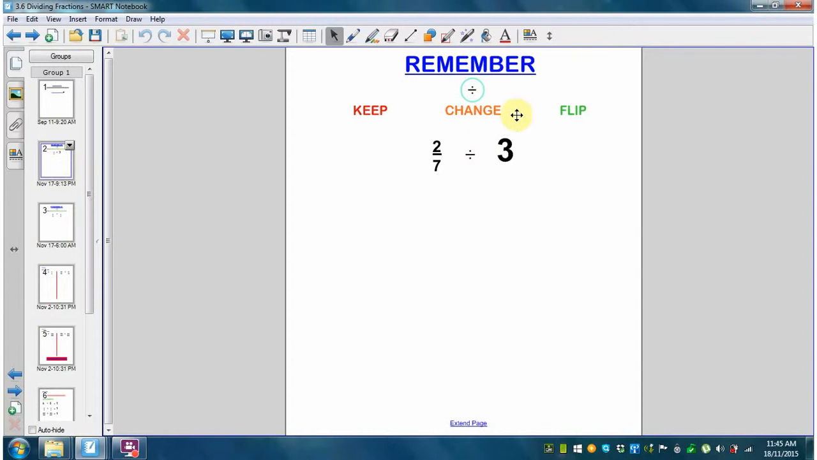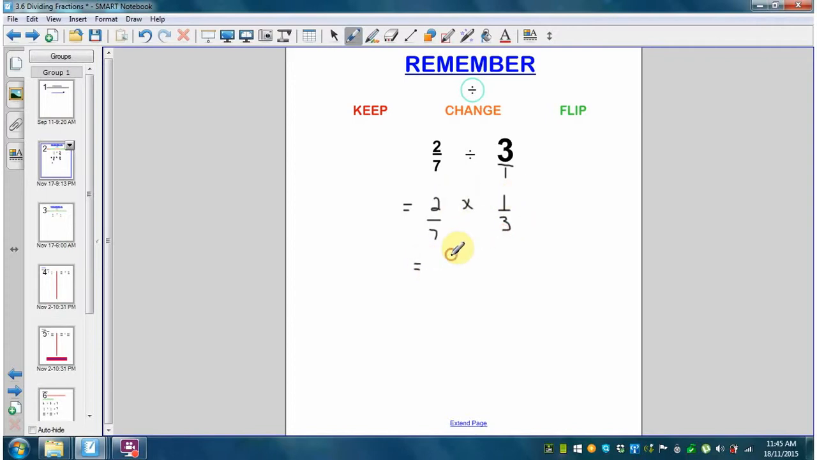Okay, quick little review, a reminder. So remember, when we're dividing, remember keep, change, and flip. So this is an example of what we did last day. I'm going to quickly go through it. Our first thing, we have a whole number here. Immediately write that as a fraction. Okay, so we keep our first fraction. I'm going to write down an equal sign, change our sign, flip our second fraction. So we're going to flip this. 3 over 1 becomes 1 over 3.